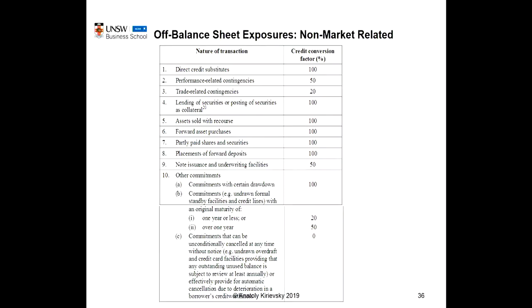Forward asset purchases is if you're buying an asset in advance, such as partly paid shares and securities. If you only pay part now, then you need to pay more later on. Placement of forward deposits: again, you're paying money at a later point in time, so there's an obligation. Note issuance and underwriting facilities. What's an underwriting facility? Does anyone know? It's sort of like a guarantee: if someone is not paying, it's your responsibility.